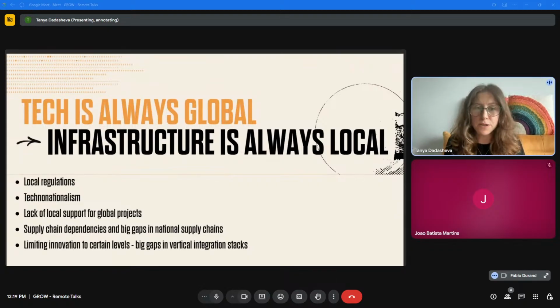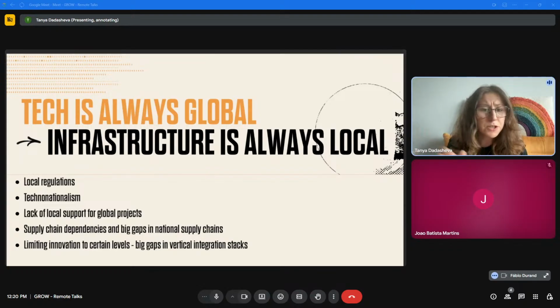So what is infrastructure? And when we talk about open infrastructure, what do we even mean? This phrase was said by Jim Zemlin from the Linux Foundation: tech is always global, but infrastructure is always local. And this is the way I look at it as well. There are many reasons for that, and some of them are listed here.